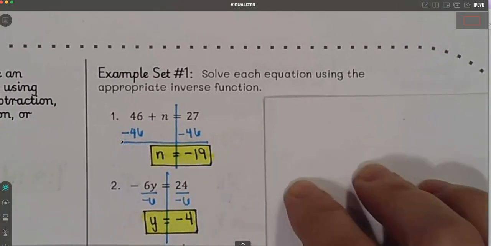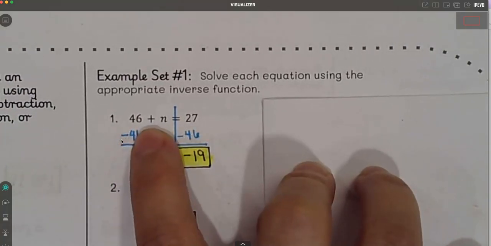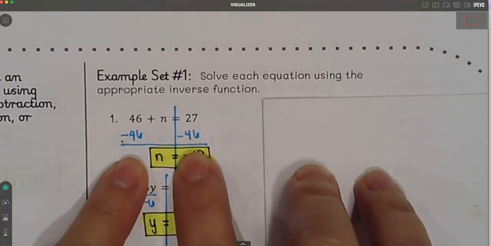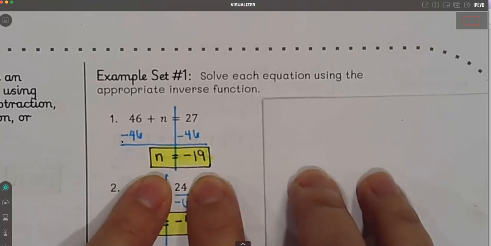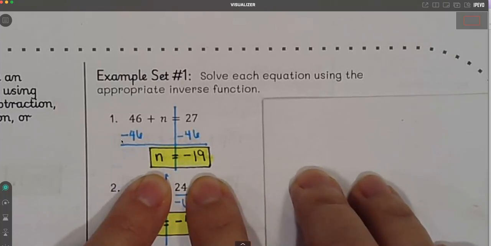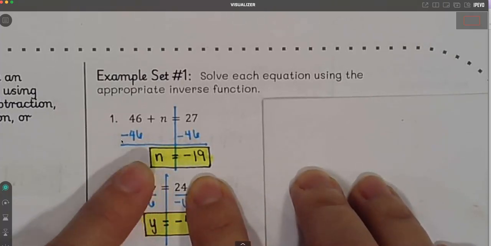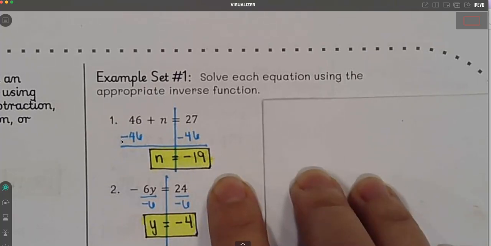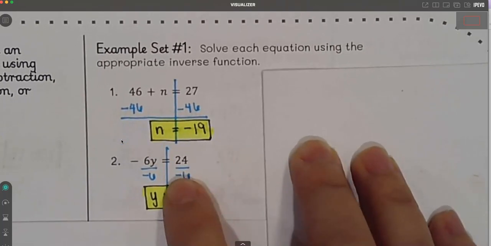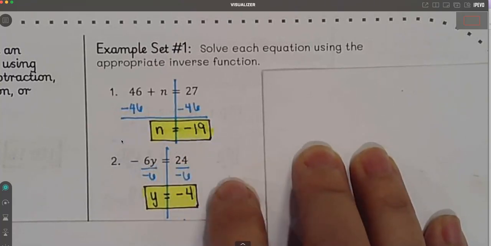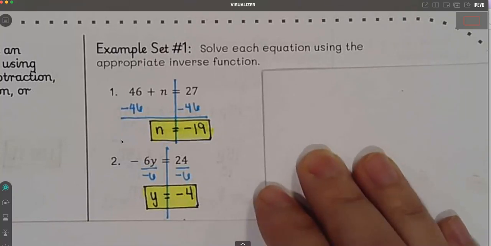All right, so here we have 46 plus n equals 27. To get rid of my 46, I'm going to subtract 46 from both sides. That gives me n equals negative 19 because 27 minus 46 is negative 19. And just a reminder, you won't be allowed a calculator on this test. So make sure you can do arithmetic. For number 2, I've got negative 6y equals 24. I need to get rid of that negative 6 to isolate my variable, so I'm going to divide both sides by negative 6. And that gives me y equals negative 4.